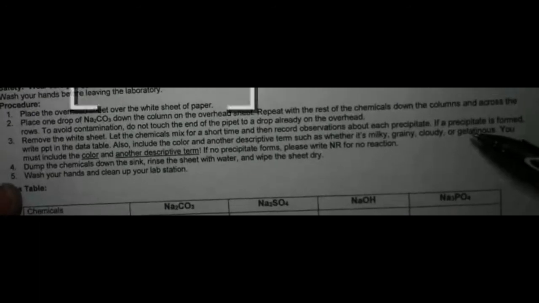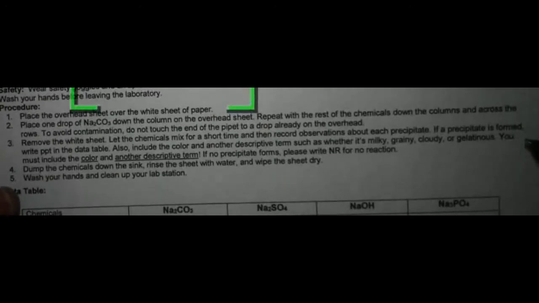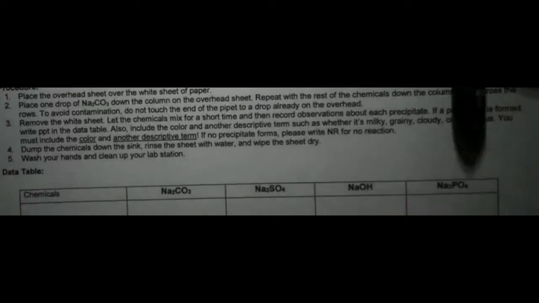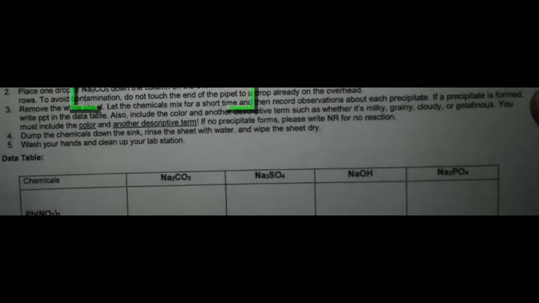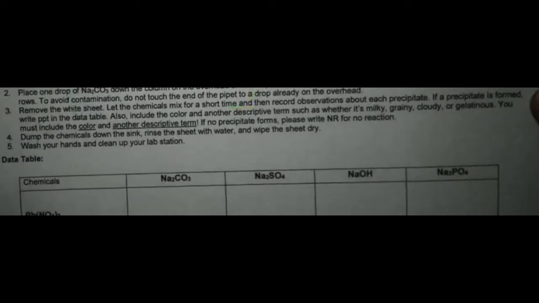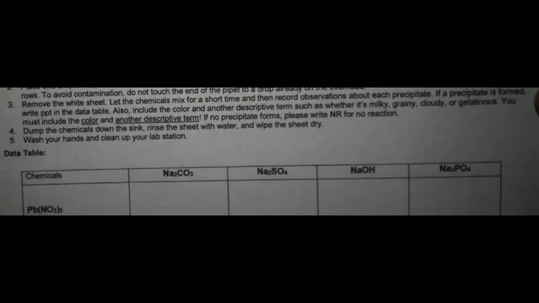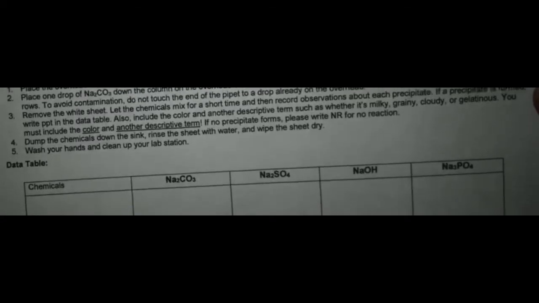Let the chemicals react and then record observations about each precipitate. If a precipitate is formed, write PPT in the data table. Also include the color and any other descriptive term, whether it's milky, grainy, cloudy, or gelatinous. You must include the color and another descriptive term. If no precipitate forms, write NR.